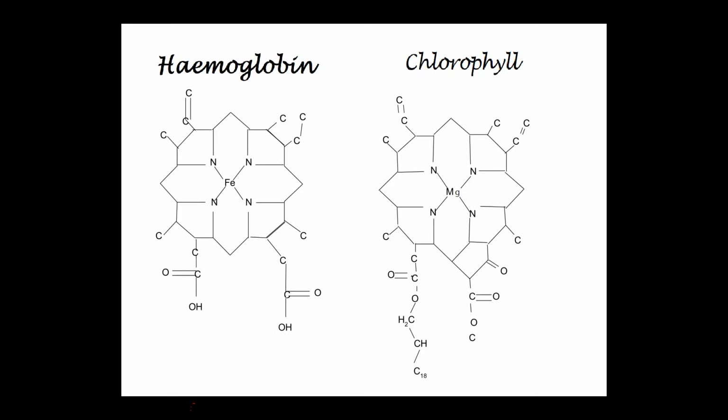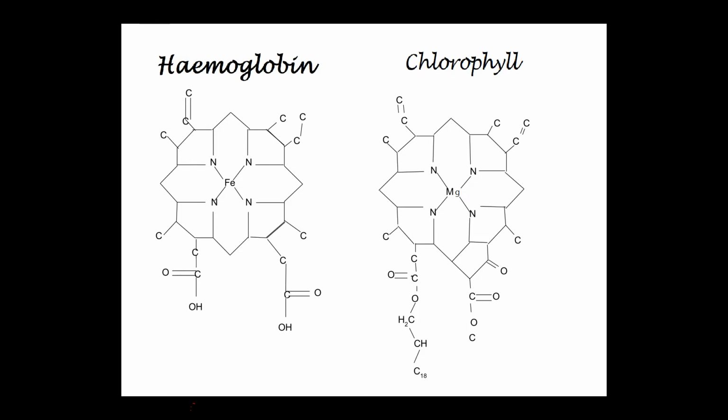Hello children, today we will study Unit 9 of Chemistry, that is coordination compounds. Now if you see carefully in this slide, two molecules are shown to you and both these molecules are very important from biological point of view.